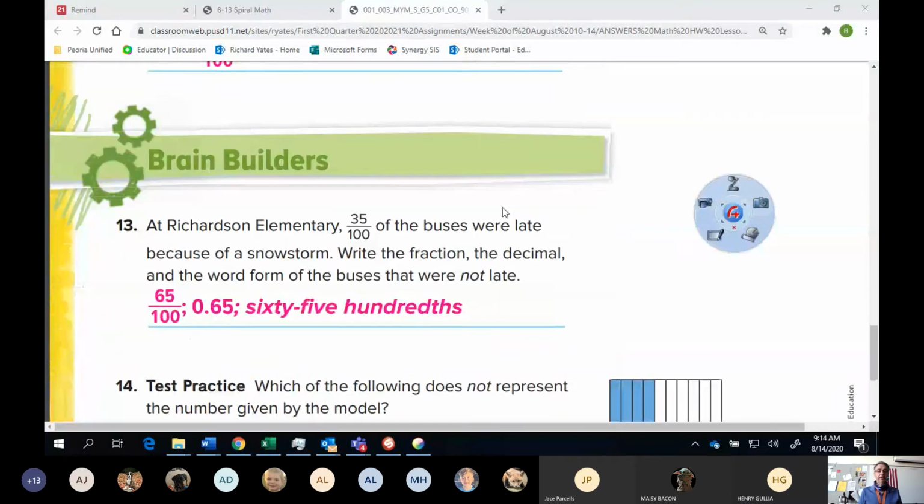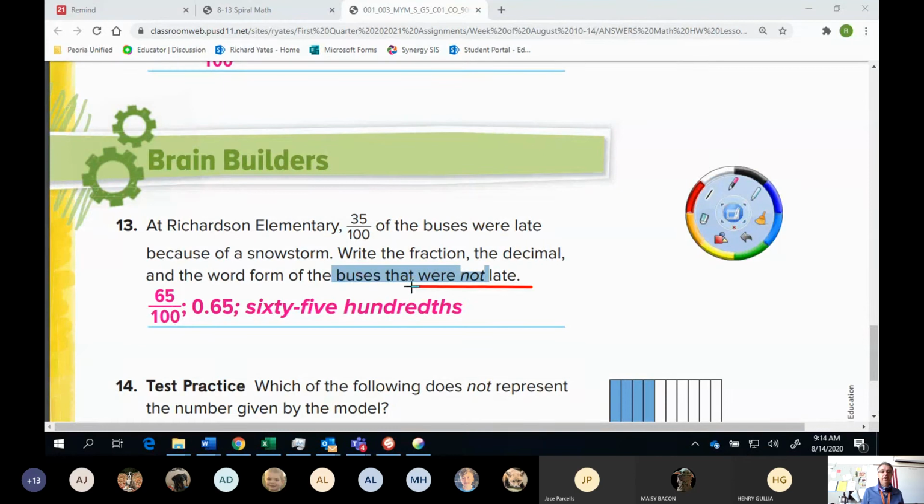That's our brain builder. At Richardson Elementary, 35 hundredths of the buses were late because of a snowstorm. Write the fraction, decimal, and number and word form of the buses that were not late. And this is the brain builder part of this. Right here is the words that a lot of us might not have noticed. It said the buses that were not late. In the problem, it says the buses were late 35 hundredths.